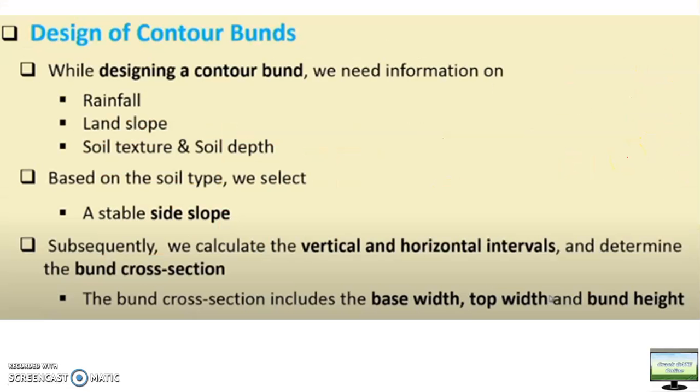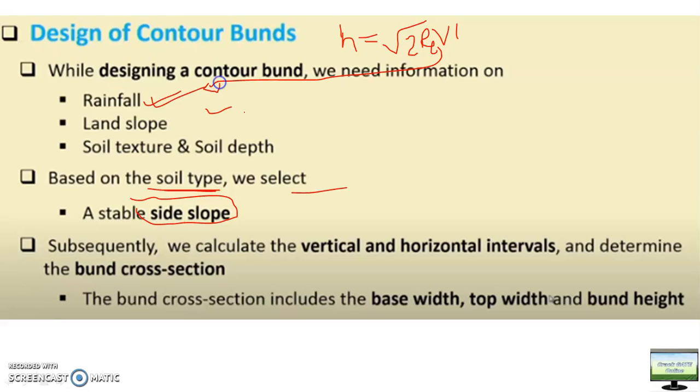So one factor is this one. Then another factor, it depends on the rainfall, land slope and the soil texture. So you need a stable side slope based on the soil type, as I explained earlier. And while designing contour bund, how you take rainfall into consideration, I told you what is the 24-hour rainfall. That height is 2 into RE into VI. This RE is nothing but your rainfall parameter.